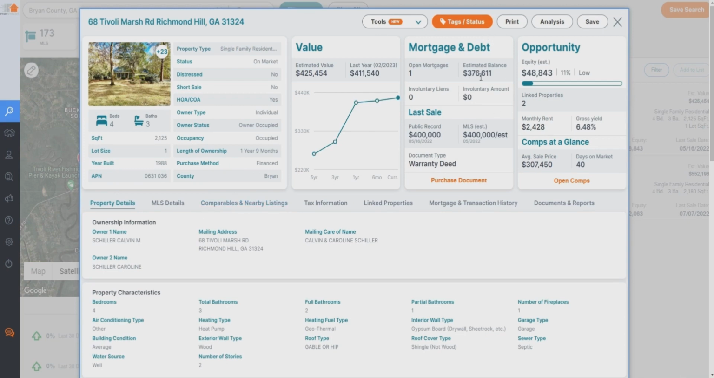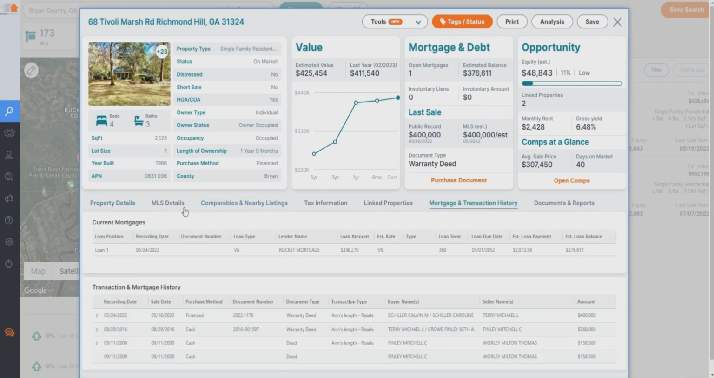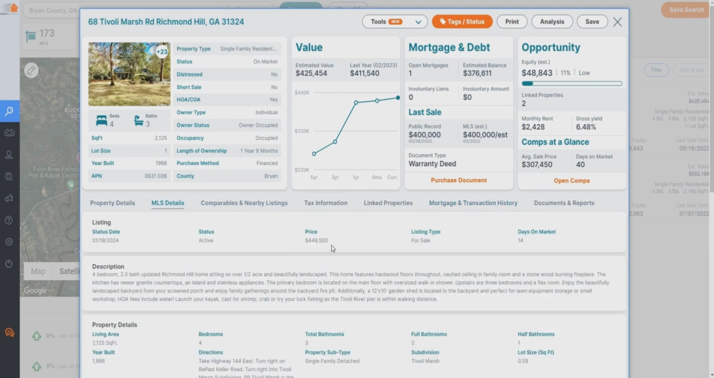So I see here an estimated mortgage balance of $376,000. Let's go over to the MLS. $449,000 is the listing price, 14 days on market. So if you take 10% of this, that would be about $45,000. So $45,000 subtracted from the $450,000 would put us at $405,000. $405,000 minus the $376,000 estimated balance would be the remaining equity that the seller is owed. So this is a lot better in terms of potentially taking this down for subject to only.